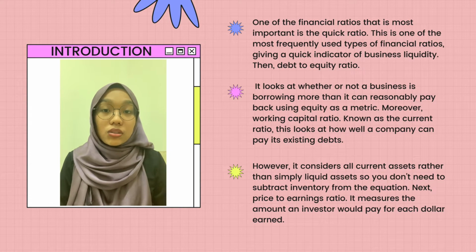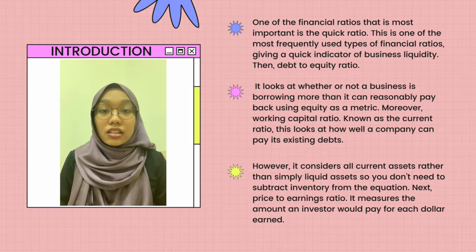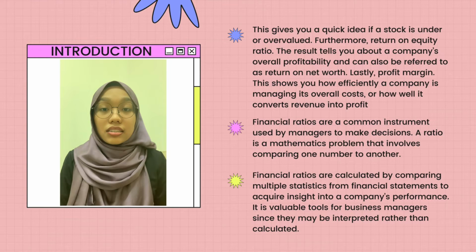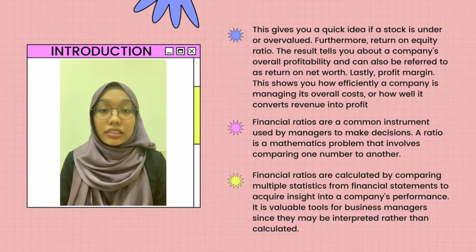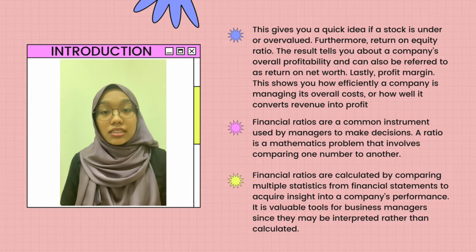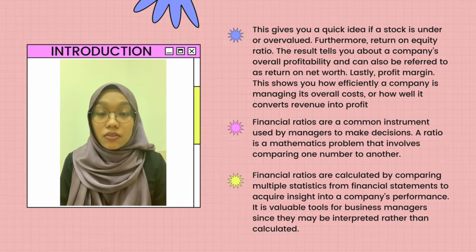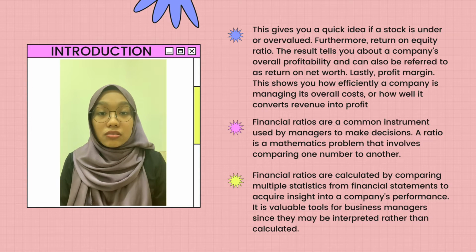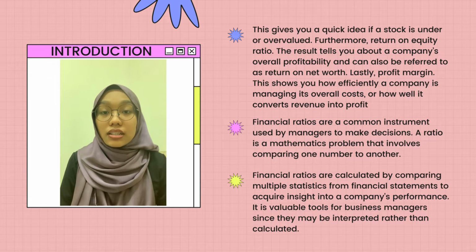Next, price to earnings ratio. It measures the amount an investor would pay for each dollar earned. This gives you a quick idea if a stock is under or overvalued. Furthermore, return on equity ratio. The result tells you about a company's overall profitability and can also be referred to as return on net worth.